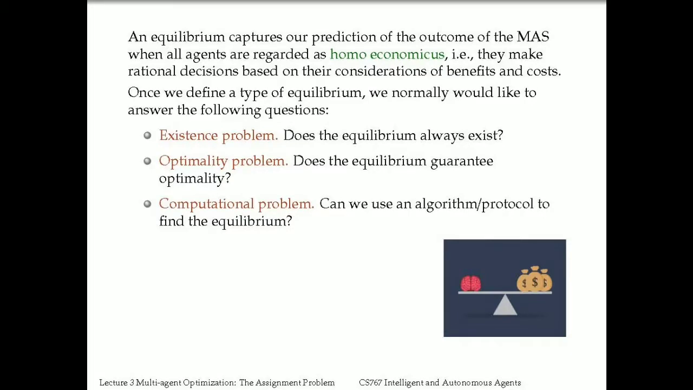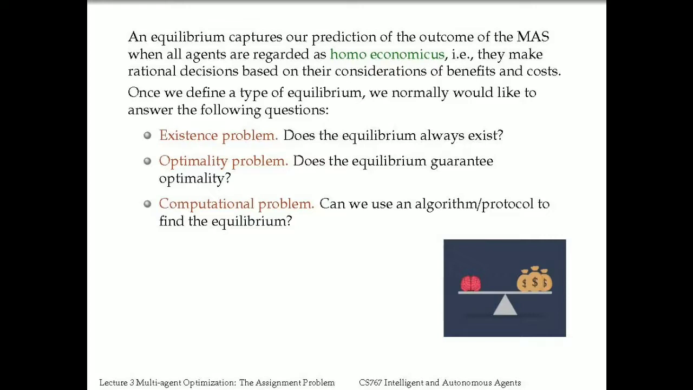So, like what I said, the equilibrium captures our prediction of the outcome of the multi-agent system, or the market that's formed by the agents. And when we regard the agents as what we call homo economicus, this means that they make rational decisions based on their consideration of benefits and costs. And once we define a type of equilibrium, we normally would like to tackle three questions.